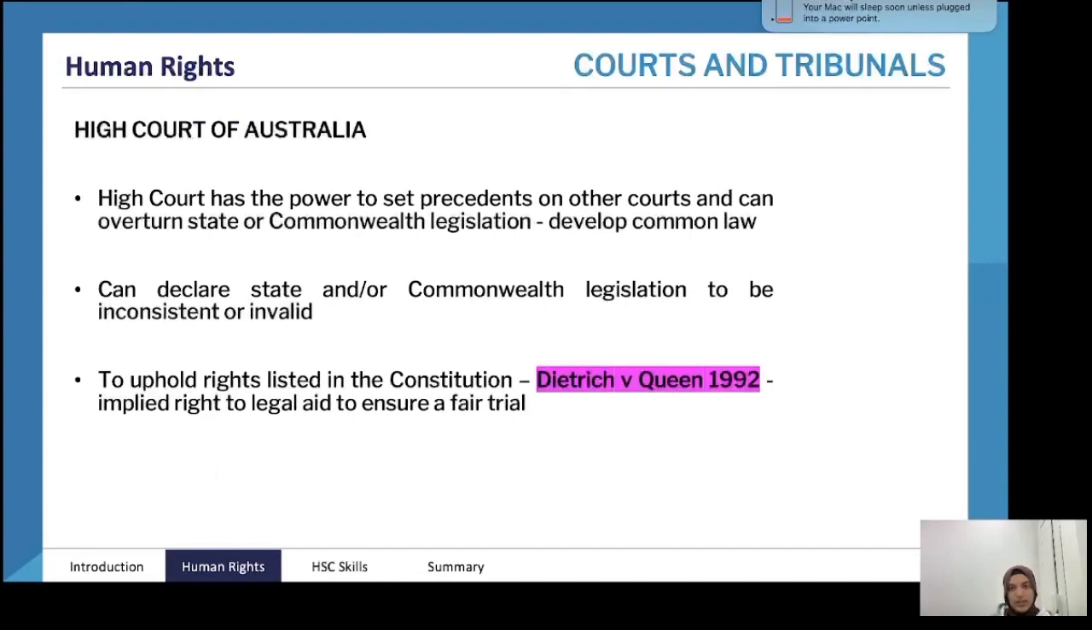So, High Court of Australia. The High Court has the power to set precedents on other courts and can overturn state or Commonwealth legislation and develop common law. So essentially they can declare state and or Commonwealth legislation to be inconsistent or invalid. Right, and so to uphold rights listed in the Constitution, we have the example of Dietrich versus the Queen again, which had the implied right to legal aid and to ensure a fair trial. So you can see how that plays a role clearly.